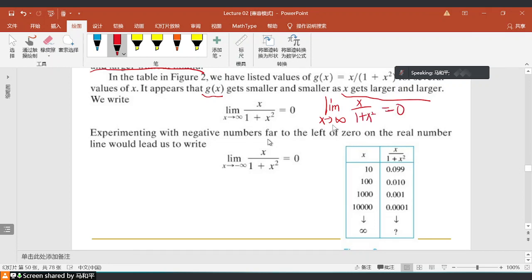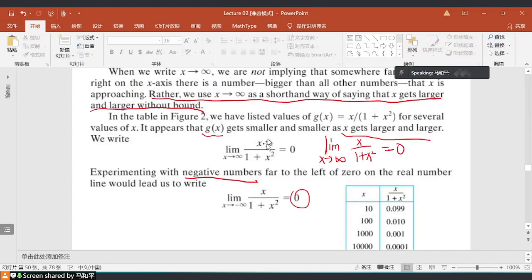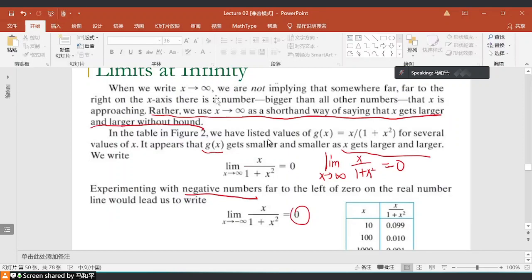Okay, we can experiment with negative numbers. A number far to the left of 0 on the real number line, this is x approaching negative numbers. As x approaches minus infinity, we can also find this limit is 0. Okay, this is the limit at infinity. Limits at infinity.